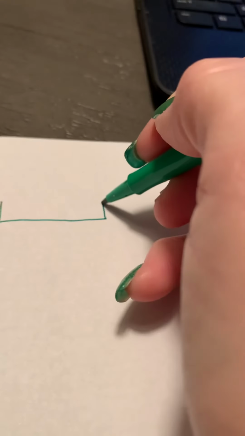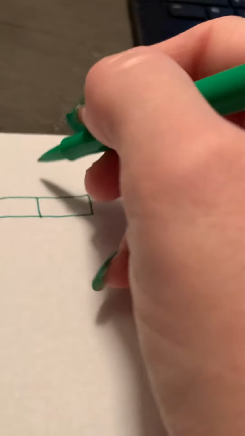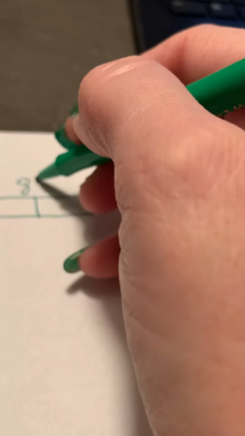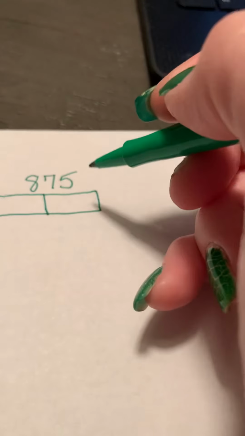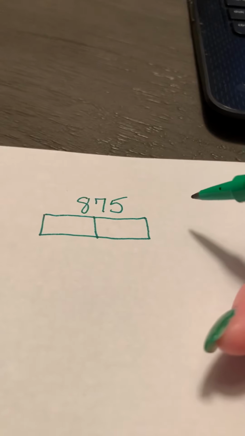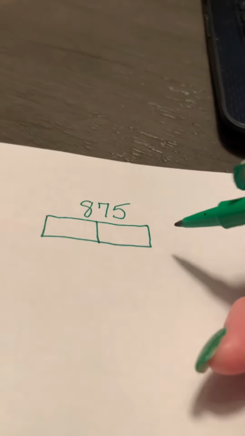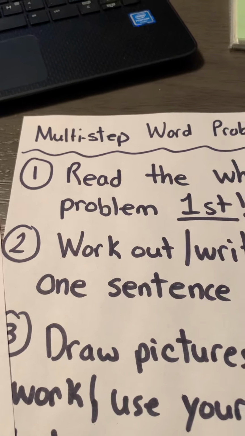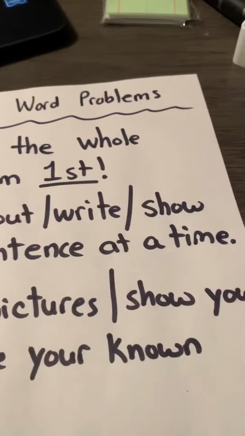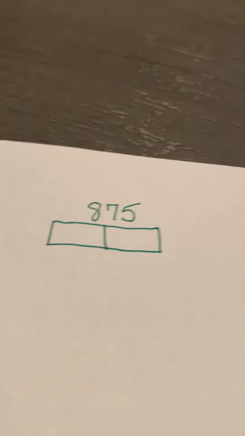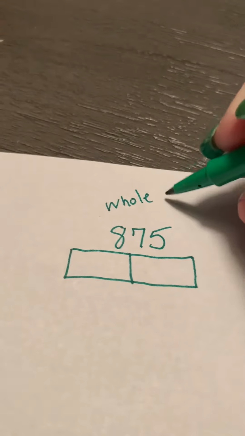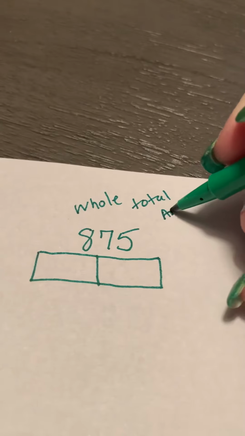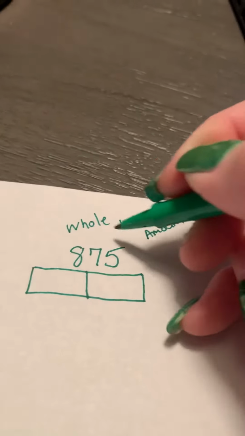So on my paper, I'm going to go ahead and create that bar model that they have shown you on top. And it's just like our part whole model. So I'm going to put the whole number up here, which says 875. And it says that's what he has in all. That was the very first sentence. So I'm not going to do anything else yet, because remember, in our multi-step word problems, it says number 1, read the whole problem first. Number 2, work out, write, show one sentence at a time. So we did. Here's our whole number. So I'm going to write our whole or total amount on top. Okay, so that's right here.